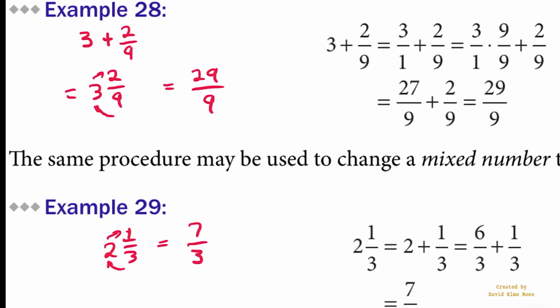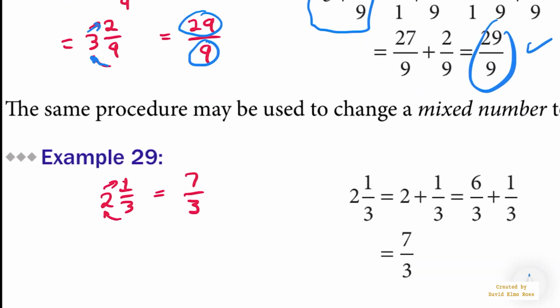If we take a look at a mixed number like 3 plus 2 over 9, we can think of that as 3 and 2 ninths. What we do is we multiply 9 times 3 here to get 27, plus 2 gives us 29 over 9, and that is our answer. Here, 2 1/3, we multiply 3 times 2, which is 6, plus 1 is 7, to give us 7/3, and that is our answer here.